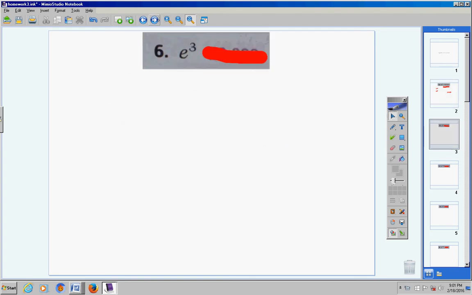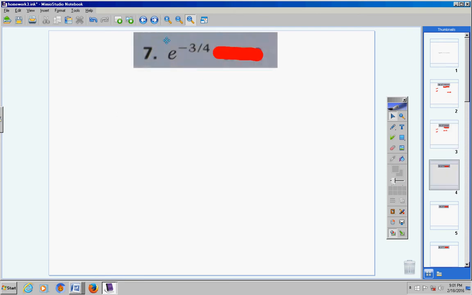Number 6, e to the third. If you will type on your calculator second, then ln, this will pop up. Then type in a 3, that's e to the third power, hit enter, and you will get this right here.